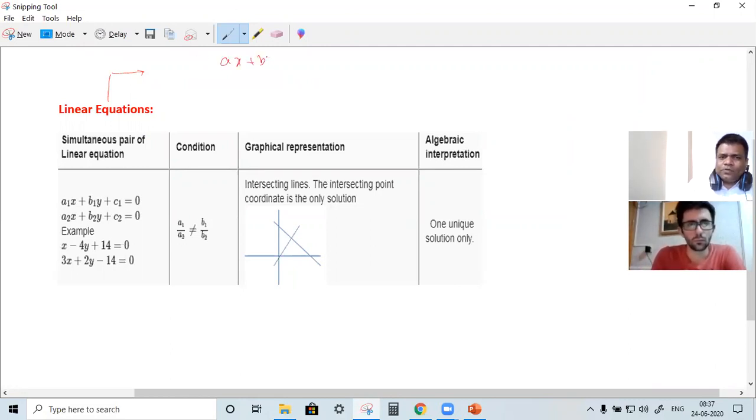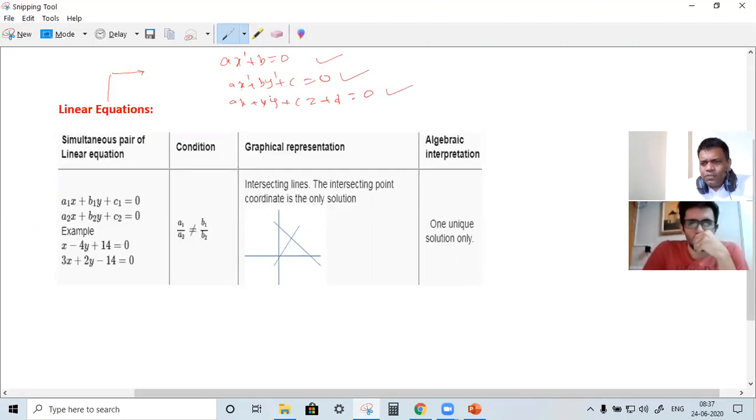ax plus b is equal to 0. The highest power of the variable is 1, so it's a linear equation. ax plus by plus c is equal to 0. Although we have two variables, the highest power of the variable is 1, so it's a linear equation. Similarly, ax plus by plus cz plus d is equal to 0 is also a linear equation, although the number of variables is more than 1. Here we have 3.